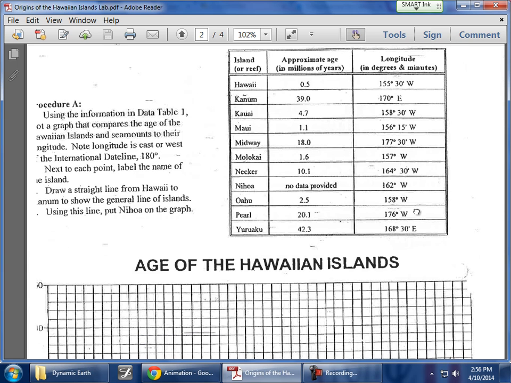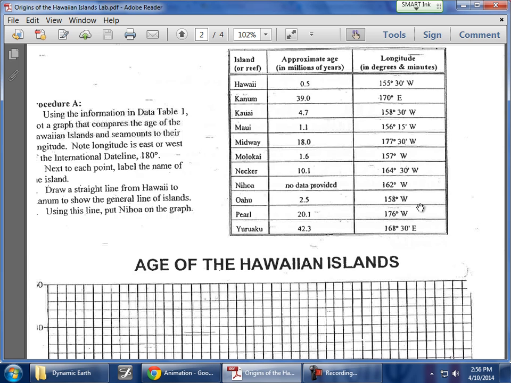For example, we'll start with Hawaii. All right? For Hawaii, the longitude is 155 degrees and 30 minutes west. Wait, what's the 30 minutes talking about? Do you remember that? It's been a while since we've done minutes.